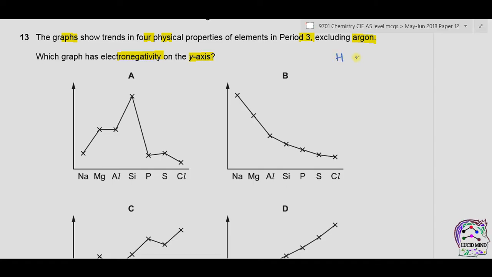For example, when hydrogen and fluorine make a bond, fluorine is more electronegative, so this pair will be attracted towards fluorine. That's why fluorine becomes partial negative and hydrogen becomes partial positive. Now, electronegativity depends on 2 factors. One is the size of atom. Electronegativity is inversely proportional to the size of atom, and it is directly proportional to nuclear charge.